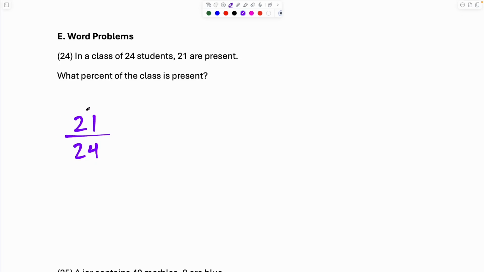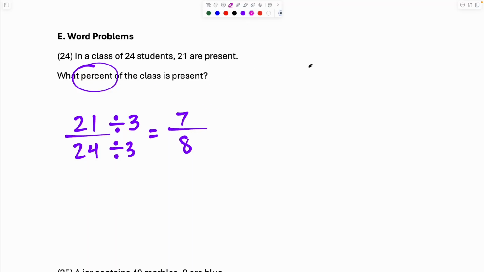And now what we're going to do is convert this fraction into a percent. But when I do questions like this, if I have something like 21/24, first I would want to reduce this. So I'm going to divide the numerator and denominator by 3. And that's going to simplify our fraction. So we have 21 divided by 3 is 7, over 24 divided by 3 is equal to 8. And now from this step, we can convert 7/8 into a percent.